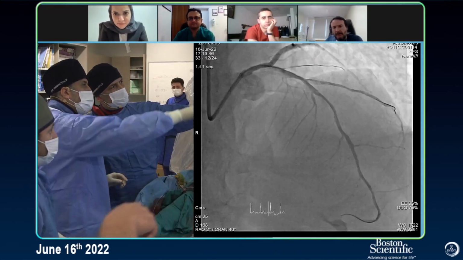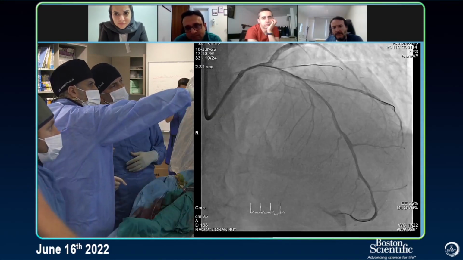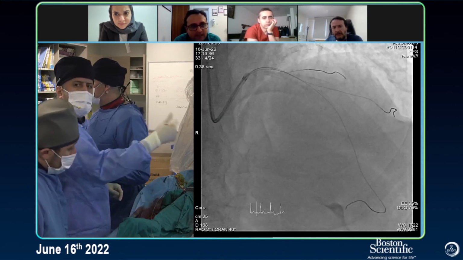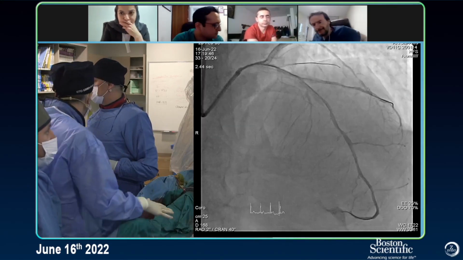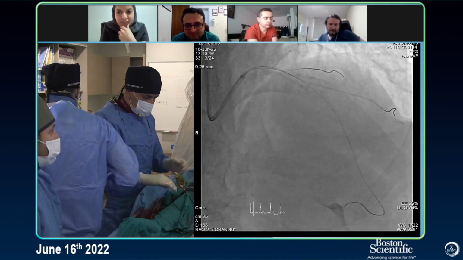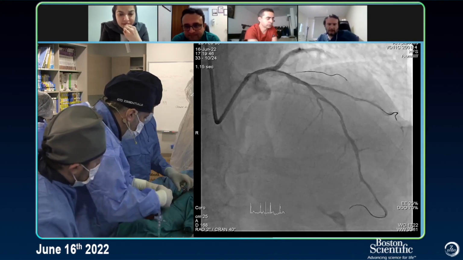No, 28 for the diagonal. 28 is enough, sure, for distance. What balloon do we have, guys? 15. Give me 2.5-28. 28. 2.5-28. Yes. You'll cover down to the first curve in that diagonal. No, right? This is the LAD wire.